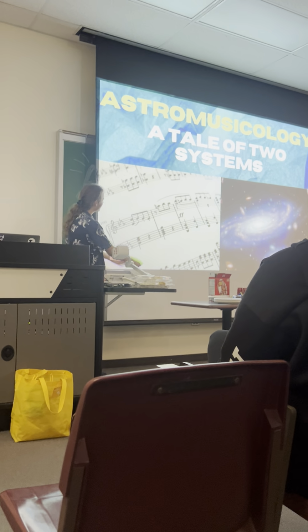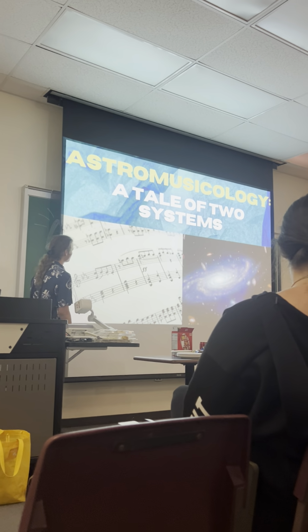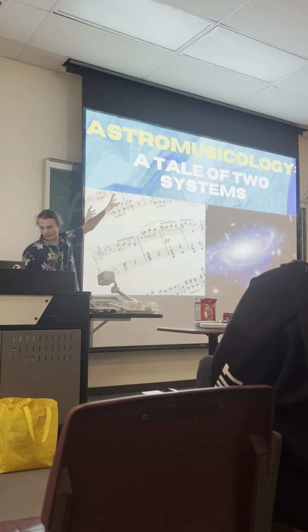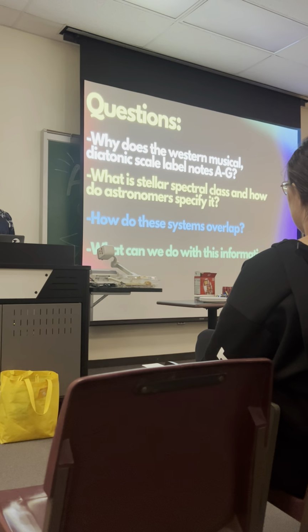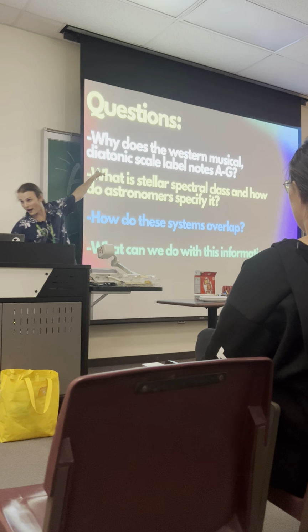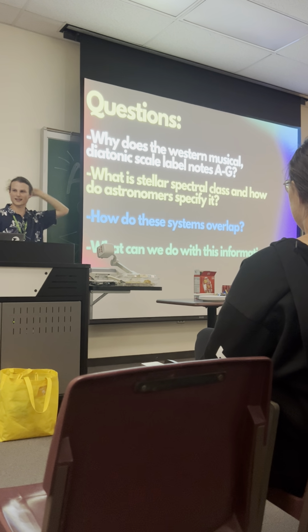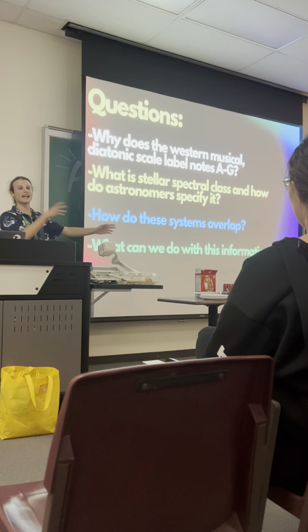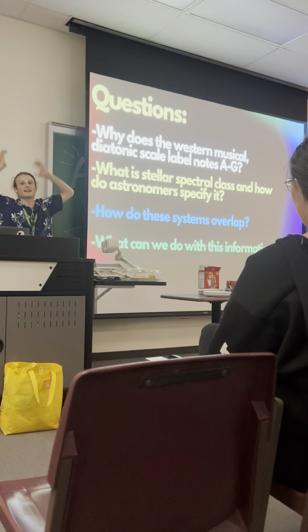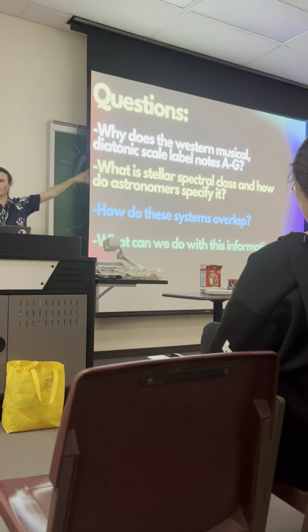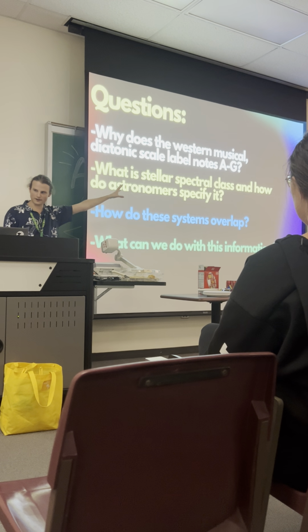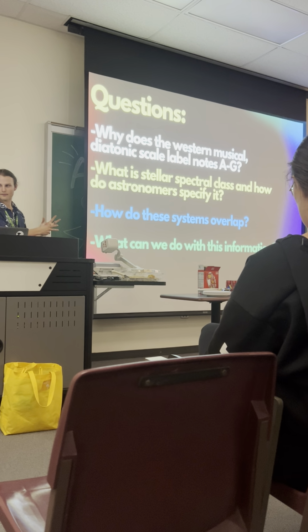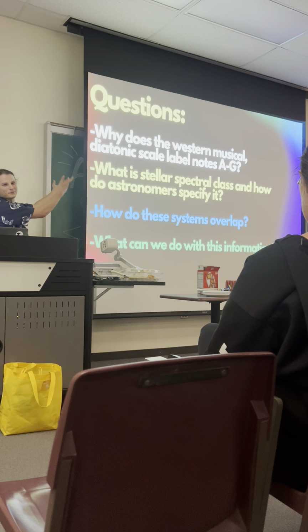So we've got the two different things that we're talking about, astromusicology, and we're going to be trying to answer these questions. Why does the Western musical diatonic scale label notes A through G? That's pretty random. And then what is the stellar spectral class, and how do astronomers specify it? How do these systems overlap, and what can we do with this information?